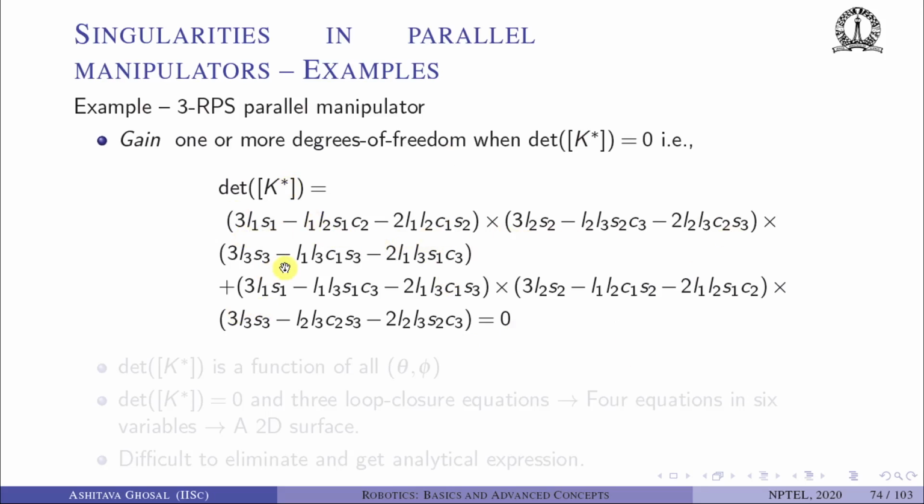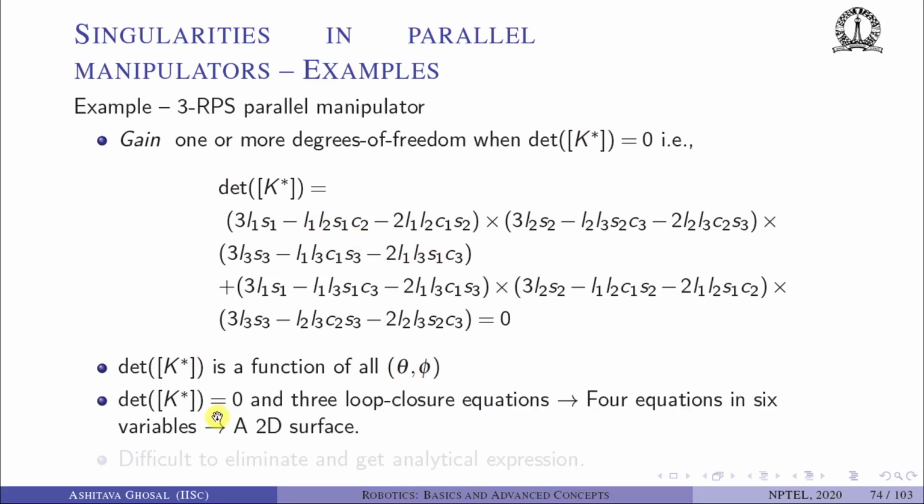These are the actuated joint variables, and theta 1, theta 2, theta 3 using sines and cosines in both these terms. So the determinant of K star equal to 0 is a function of all the 3 thetas and the 3 phis. In this case, the passive joint variables are thetas, and the actuated joint variables are L1, L2, L3. So determinant of K star is an expression involving all the actuated and passive joint variables.